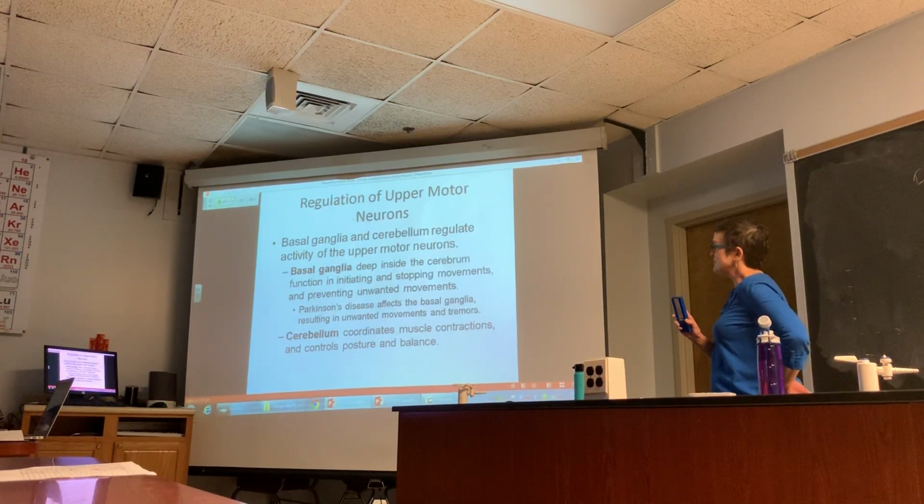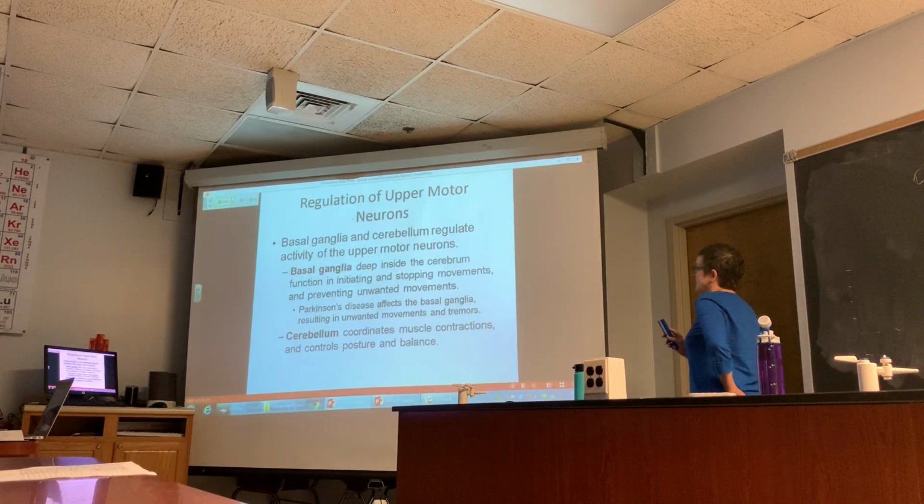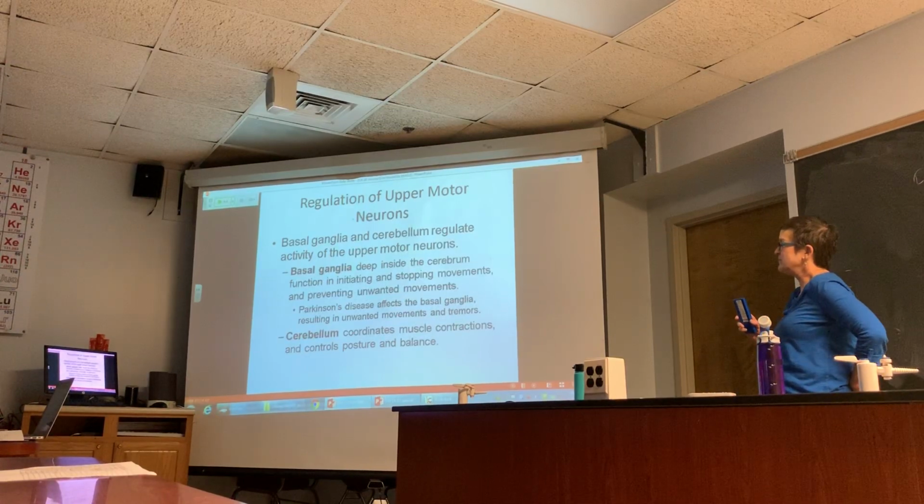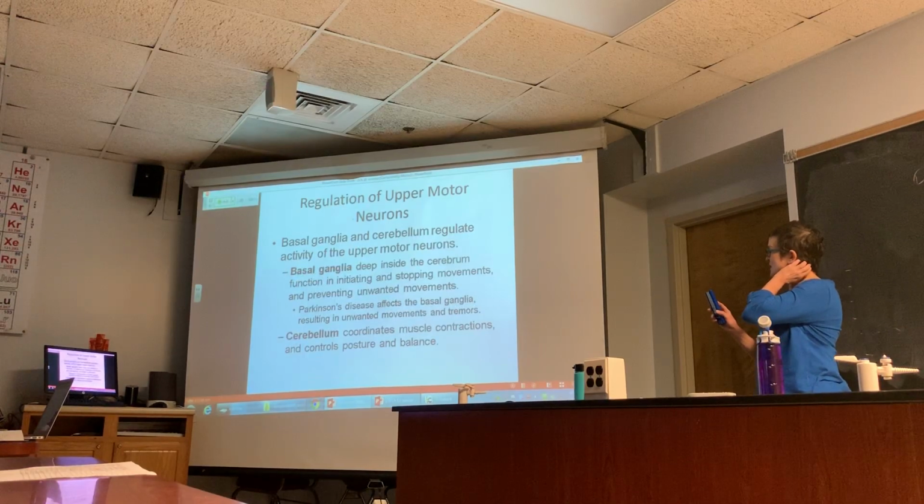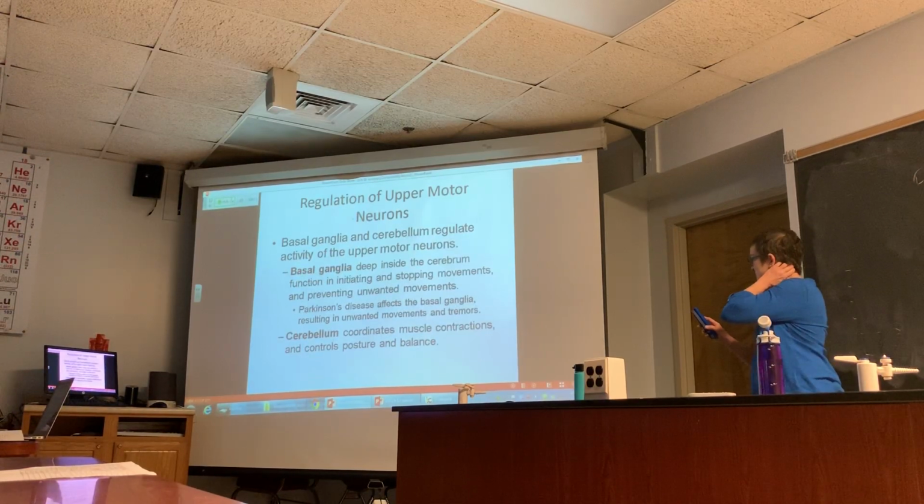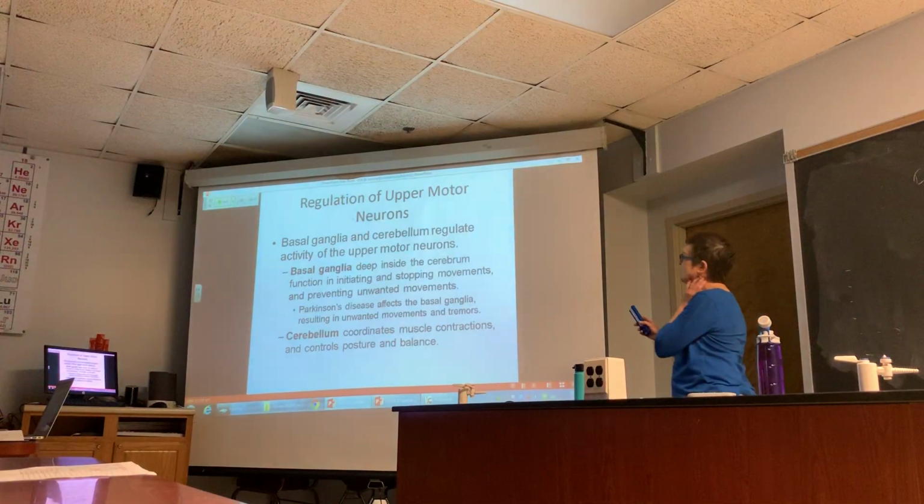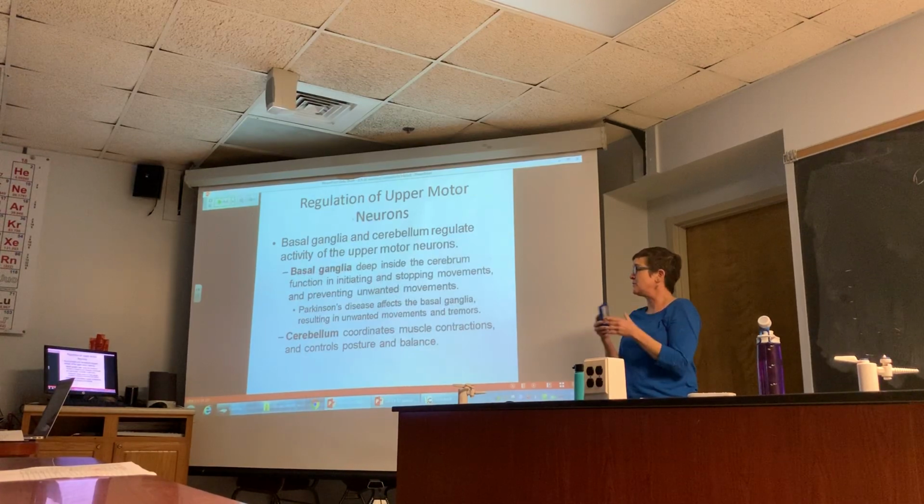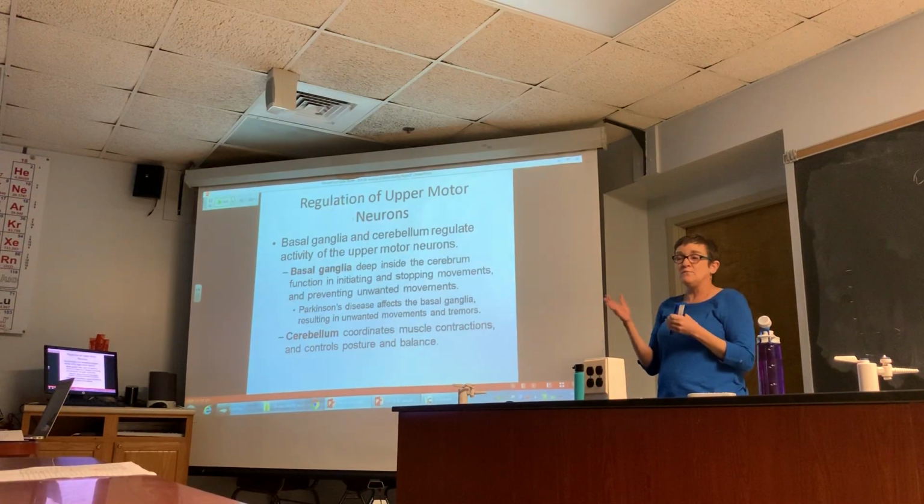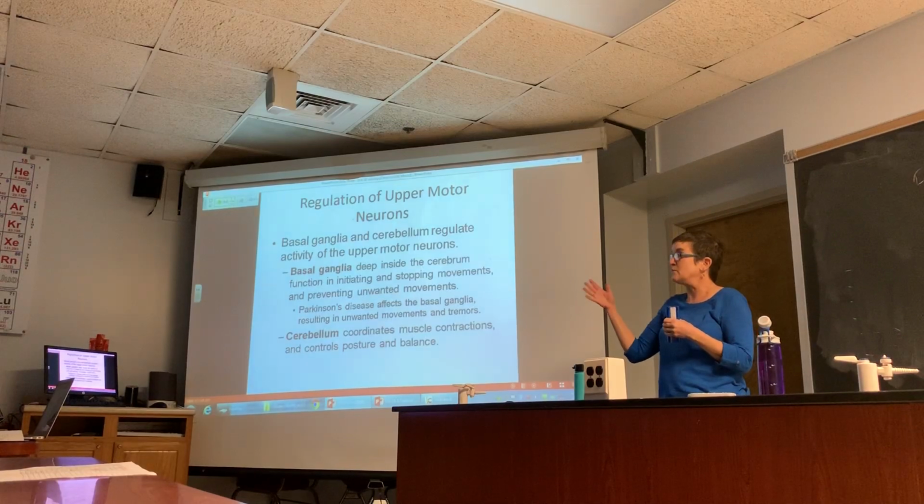And this involves the basal ganglia and the cerebellum, which regulate the activity of those upper motor neurons coming from the cerebrum. The basal ganglia, I'm going to show you a picture of them. These are deep inside the cerebrum. They function in starting and stopping movements and in preventing unwanted movements. You may know that Parkinson's disease usually affects the basal ganglia. And as a result of the basal ganglia not functioning properly, you might get unwanted movements, jerky movements, or tremors.